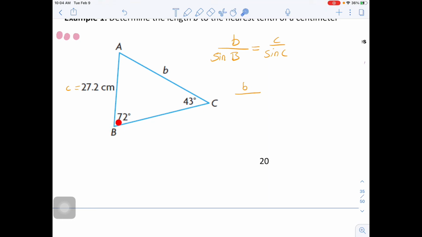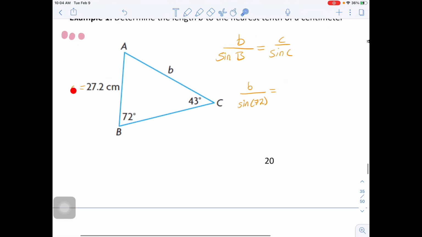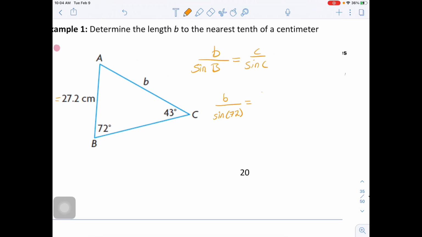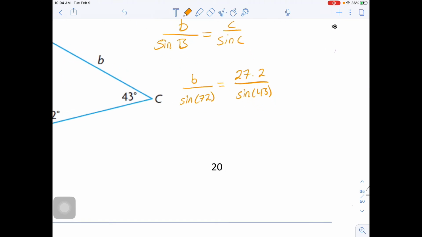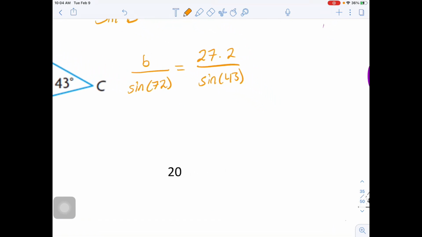Sine B, angle B is 72. So sine 72, and that's going to equal little c, which is 27.2, over sine c, which is 43. And now we can see we have enough information to solve for B. I'm solving for B. Sine 72 is dividing B, so I'm going to multiply both sides by sine 72.